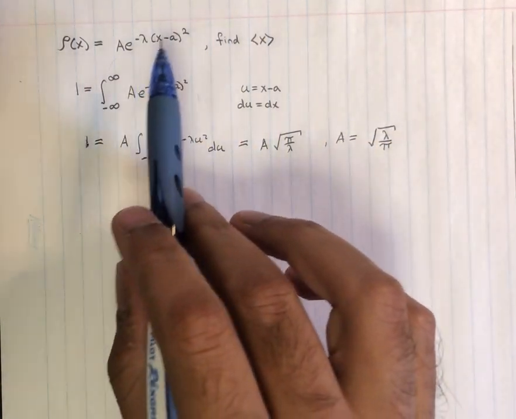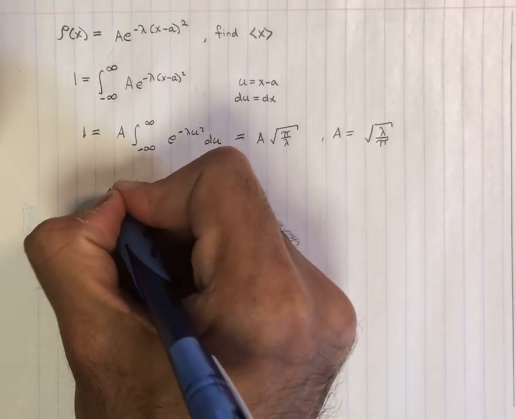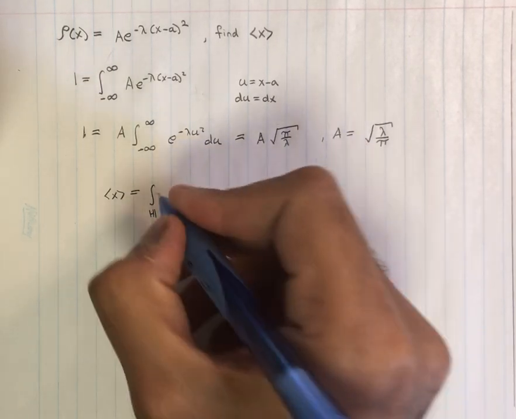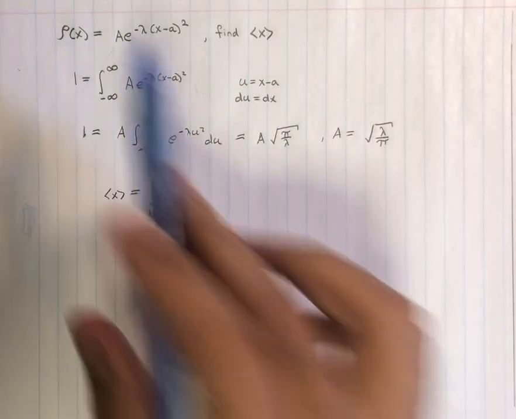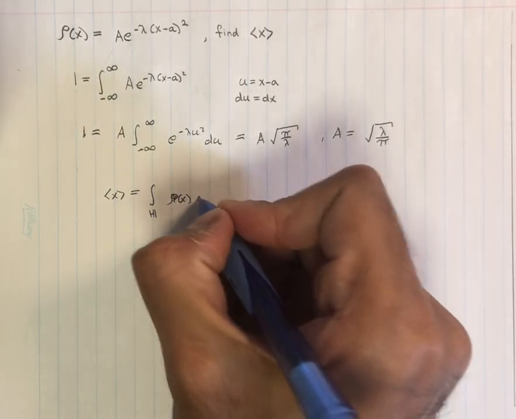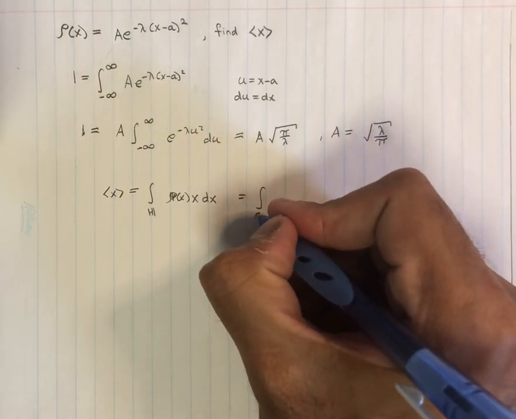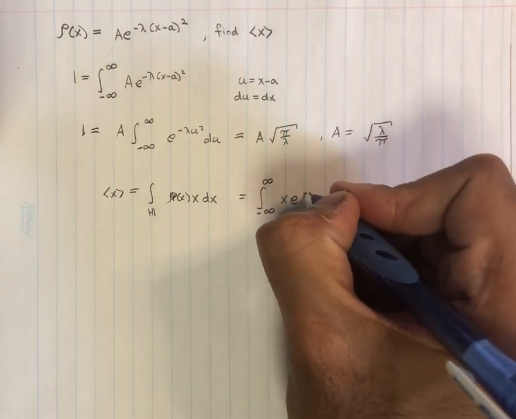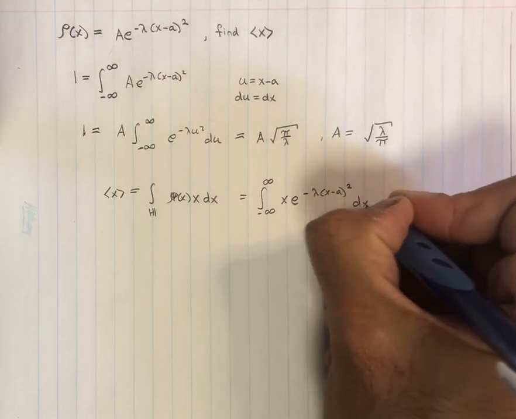So now that we have a, we can continue finding the expectation value of x. So the expectation value is given to be the integral over all space of our function, which is rho in this case, and x dx. So just computing this would be the integral from minus infinity to infinity of x e to the minus lambda (x minus a) squared dx.